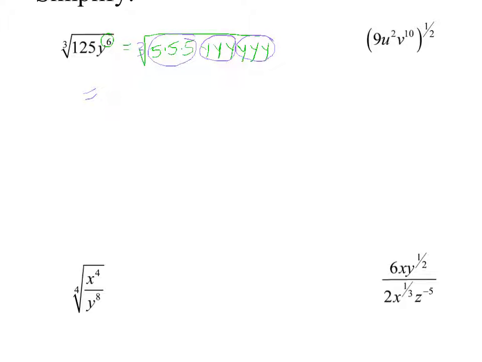I forgot the cube there. Cube root of 5 times 5 times 5 is 5. And then I have a y, and then I have another y. And so really this is 5y squared.